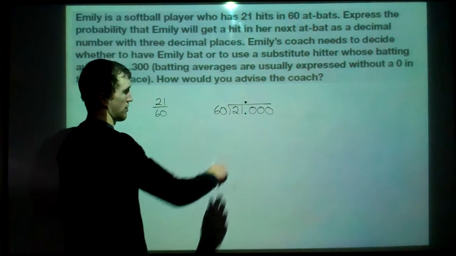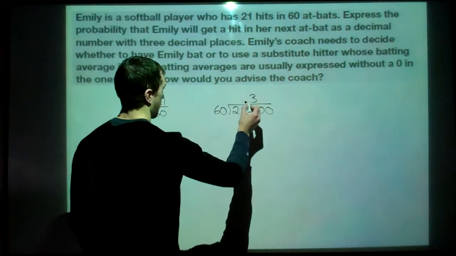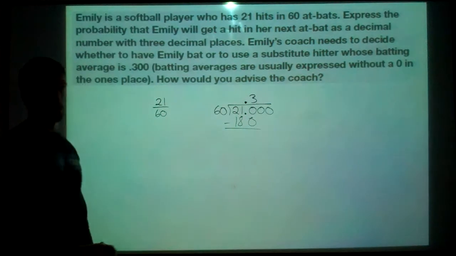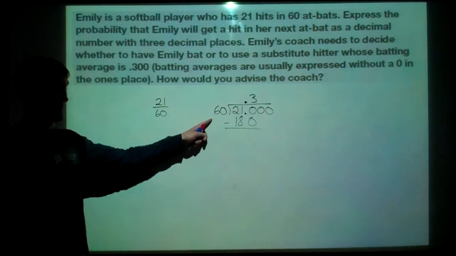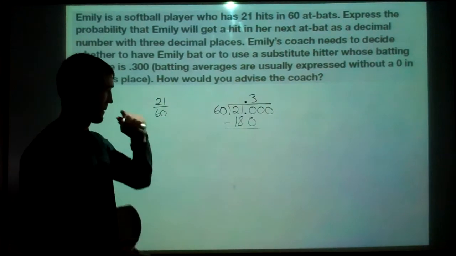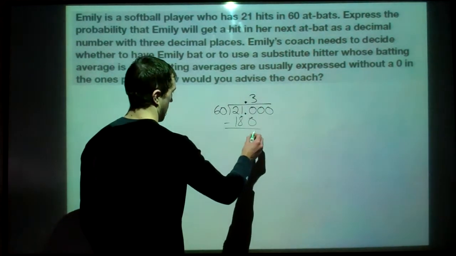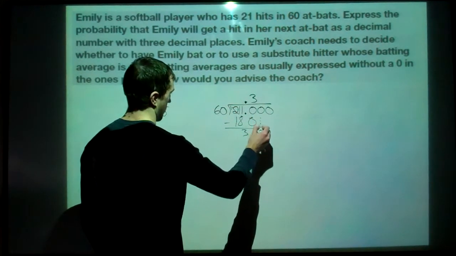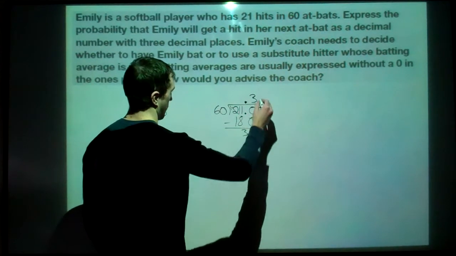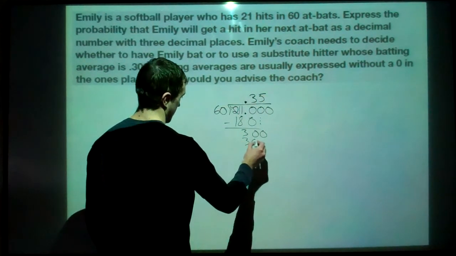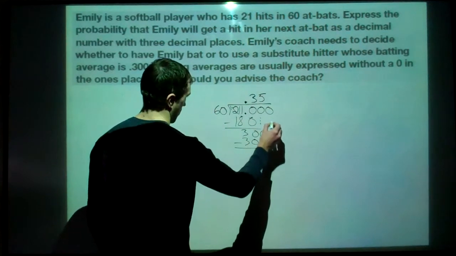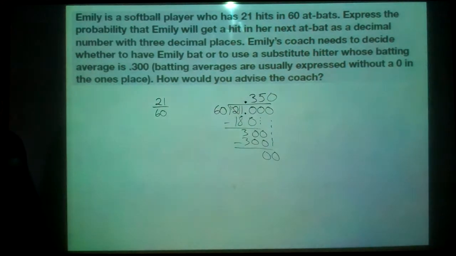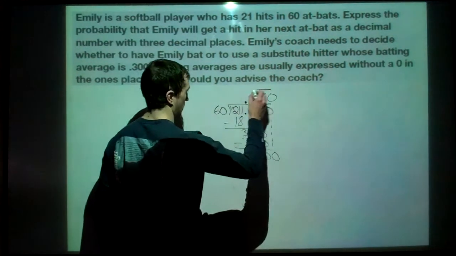Alright. 60 goes into 210 3 times. 3 times 60 is 180. And I knew it was less than 4 because 4 times 60 is 240, which is bigger than 210. So we'll do our subtraction. 210 minus 180 is 30. We're going to drop down our 0. 60 goes into 300 exactly 5 times. Drop this down. 0. 60 goes into 0 times. So Emily's batting average is .350.